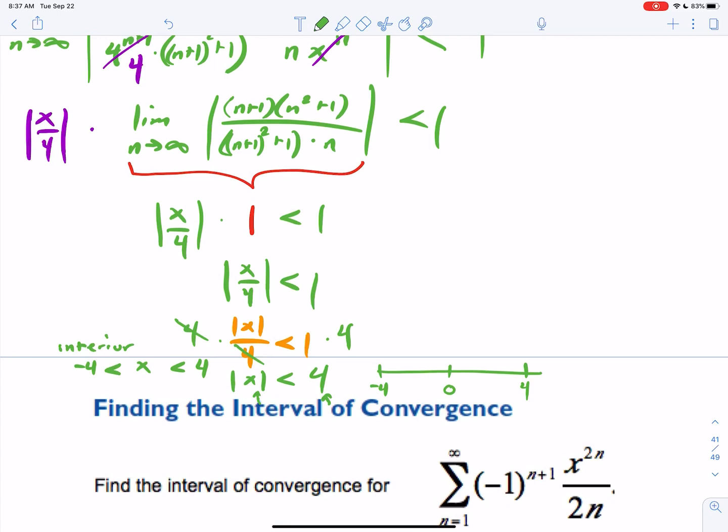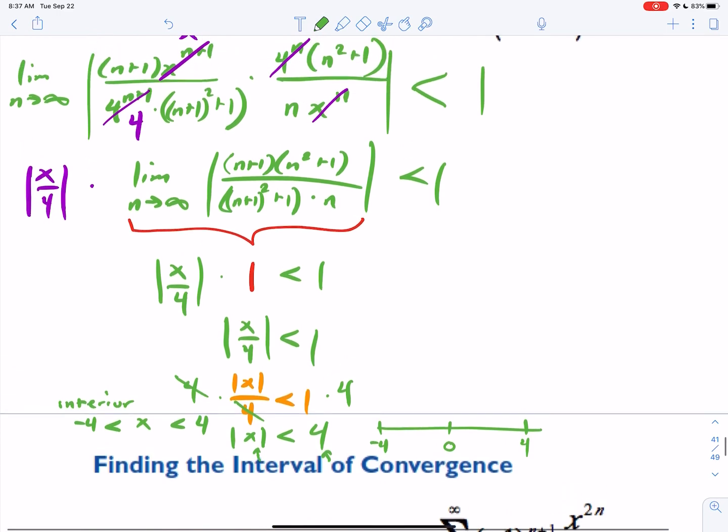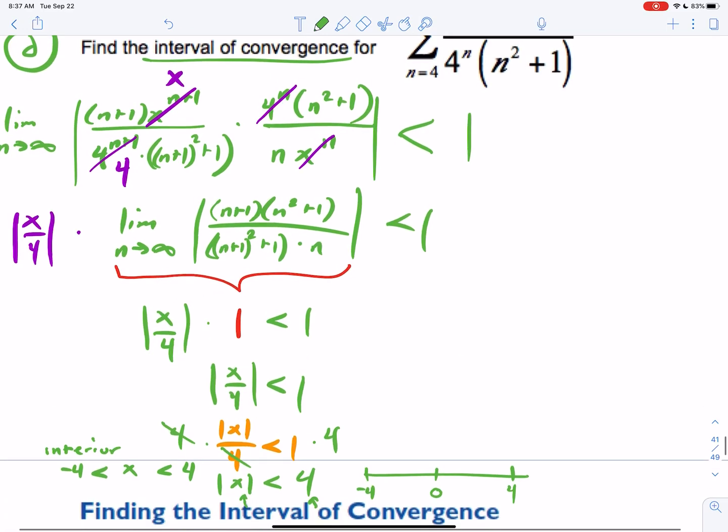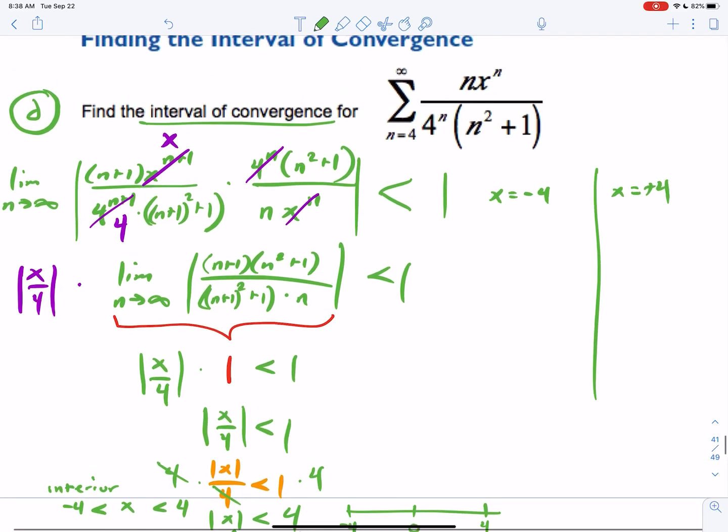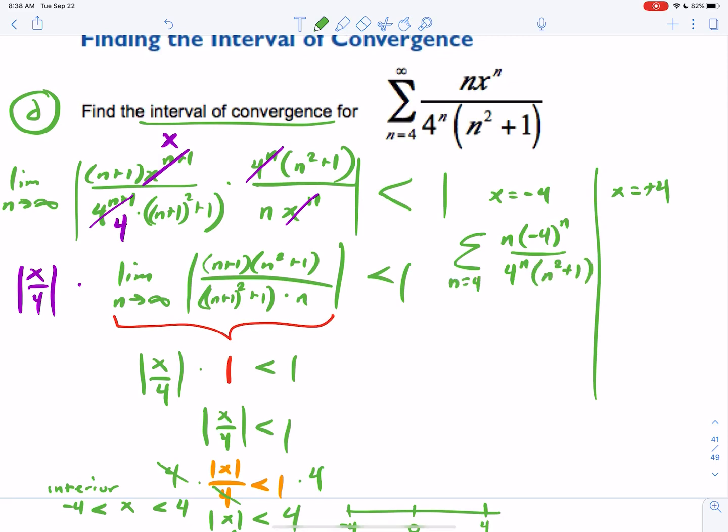Now I don't have space, but you guys do, so just write it out the same way you would. But are we done? Most students will forget this last piece, but not you guys because you're awesome. We're going to go ahead and check the endpoints, -4 and +4. So if you plug it in for x, you should get the sum of n times -4 to the n over 4 to the n times n squared plus 1, where n starts at 4, goes to infinity.